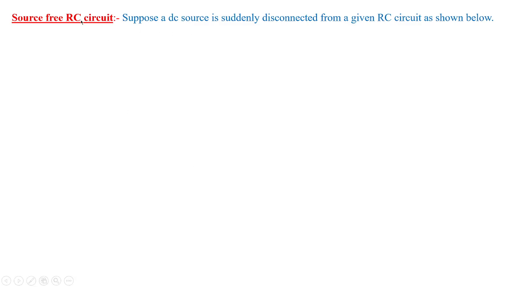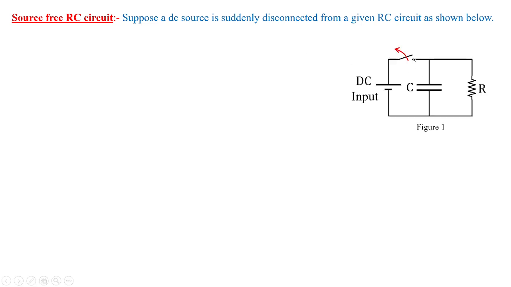So what is a source-free RC circuit? Suppose a DC source is suddenly disconnected from a given RC circuit as shown below. Initially the supply was connected and then it is disconnected. Due to the initial conditions, the input supply will deliver current to the passive elements, capacitor and resistor. So naturally currents will be developed across these two passive elements.